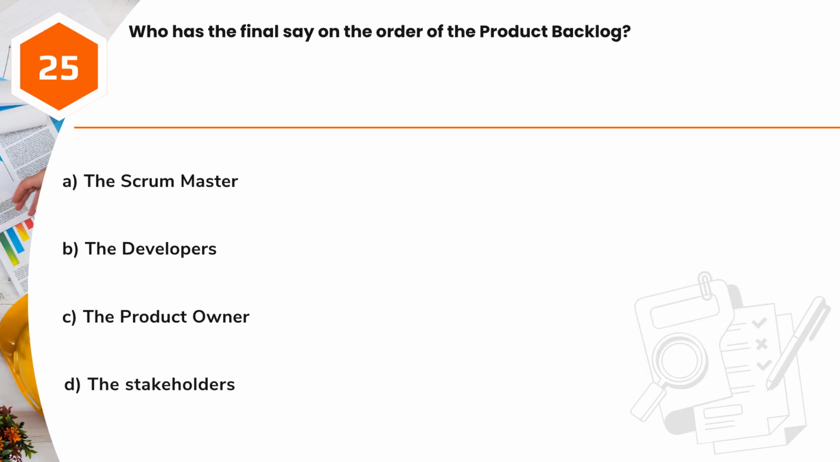Question 25. Who has the final say on the order of the product backlog? A. The Scrum Master. B. The developers. C. The product owner. D. The stakeholders.